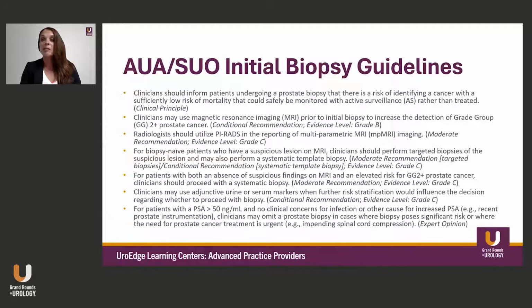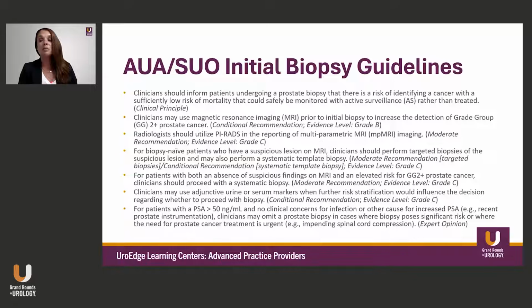For biopsy-naive patients, so patients who have never had a biopsy and who have a suspicious lesion on MRI, clinicians should perform targeted biopsies of the suspicious lesion and may also perform a systematic template biopsy. For patients with both an absence of suspicious findings on MRI and an elevated risk for a higher grade group prostate cancer, clinicians should proceed with a systematic biopsy. Clinicians may use adjunctive urine or serum markers when further risk stratification might help with decision-making.